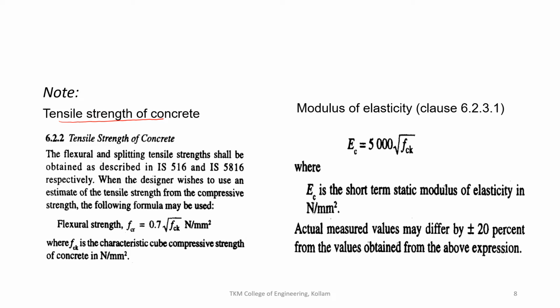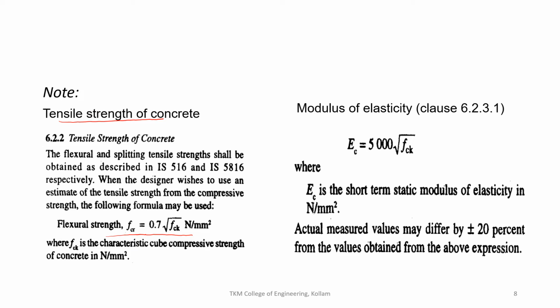Even though we say that concrete is very weak in tension, there is still a minimum value of tensile stress that the concrete can take, and that value is 0.7 root FCK. That is the flexural bending tensile strength of the concrete. So you need to learn this value by heart. This can be asked in your GATE exams and competitive exams.